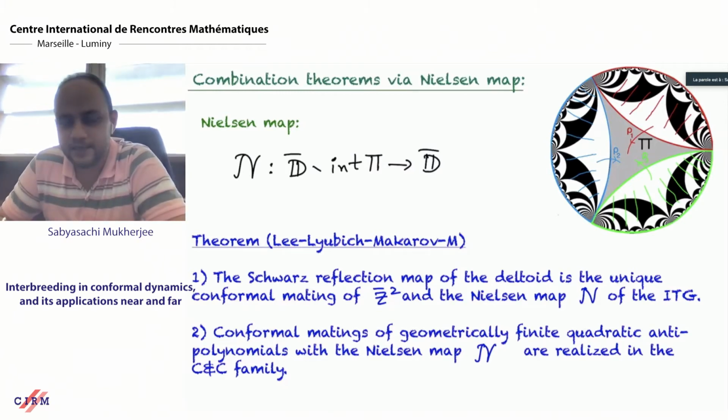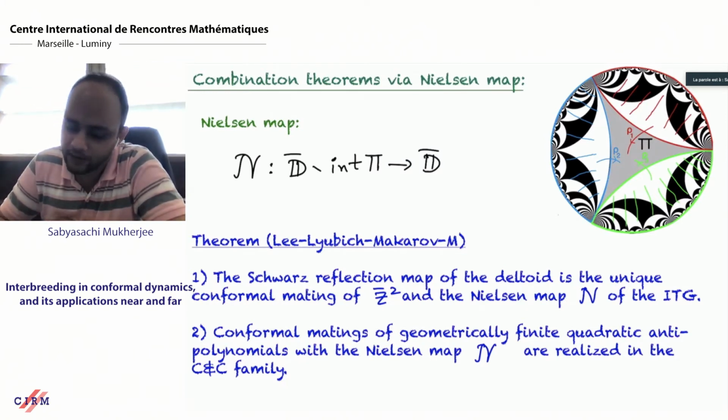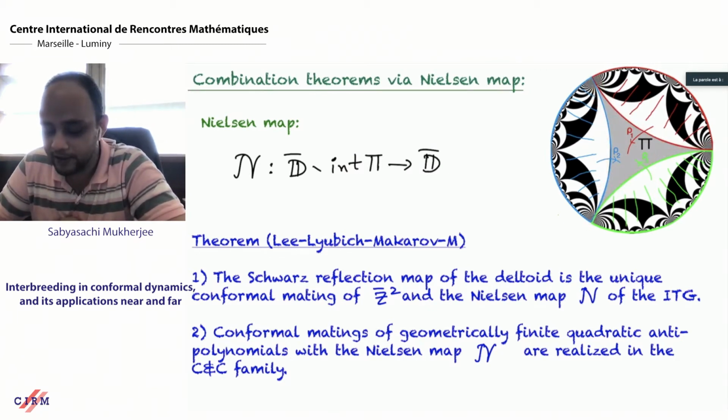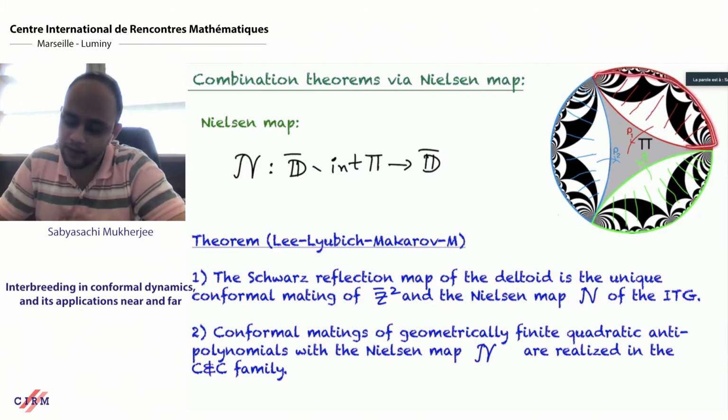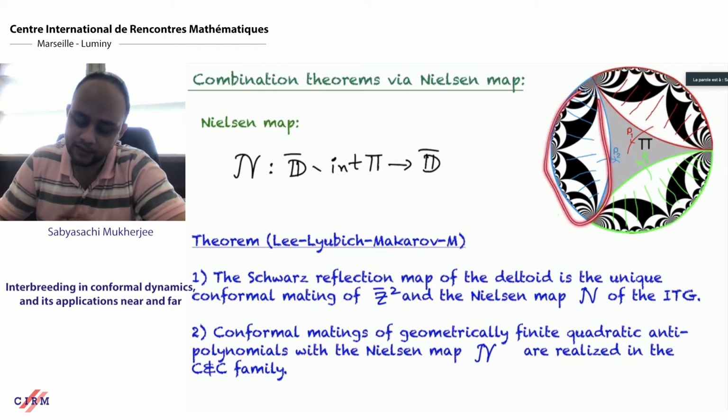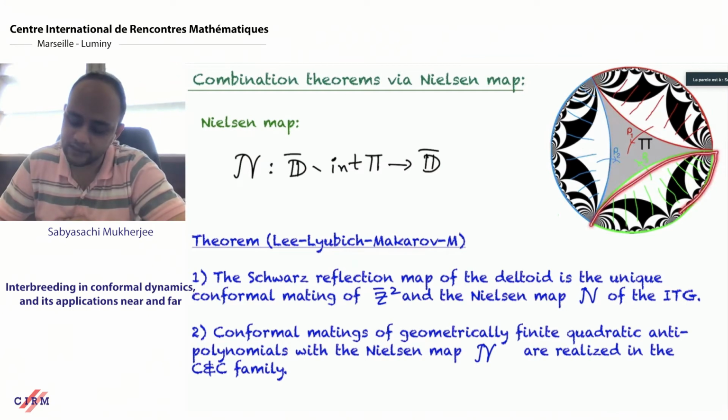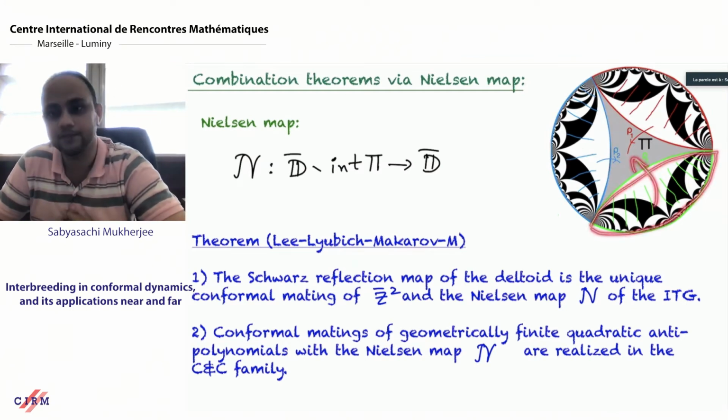So the simplest Nielsen map in the case of the ideal triangle group is given as follows. You have a fundamental domain of the ideal triangle group. The reflections in the three sides of the fundamental domain are, let's say, rho 1, rho 2, and rho 3. And you define your Nielsen map over here as reflection with respect to this circle, and in this region as reflection with respect to this blue circle, and in this region as reflection with respect to this green circle.